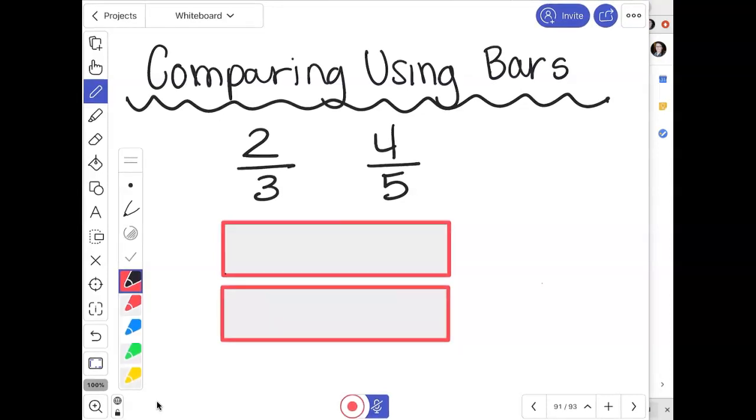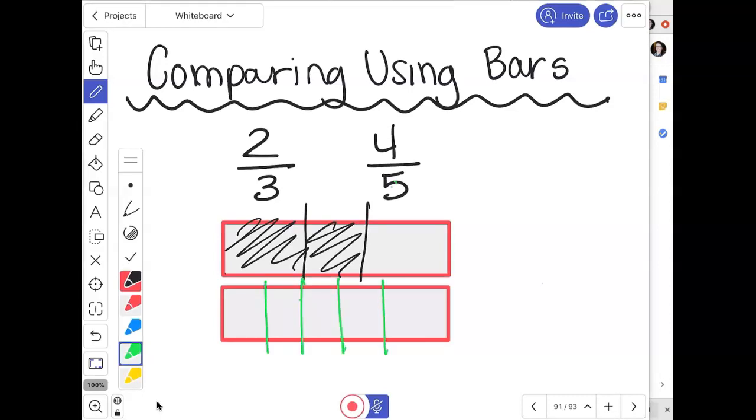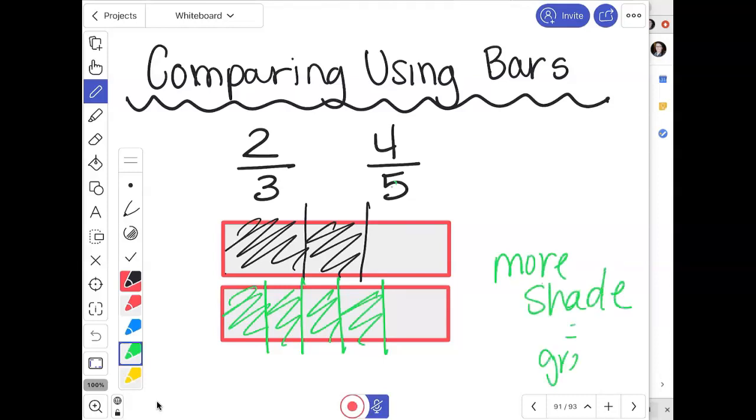Okay, so if I have 2/3, I'm going to break my top bar or strip or tape into thirds. I'm going to shade 2 of them. That represents 2/3. I'm going to take my bottom one, I'm going to break it into fifths, which is harder. I don't know why I chose that. Not too bad. And I'm going to shade 4 of them. And because more shade is greater, 4/5 is greater than 2/3. I can see it's greater by this much. Okay, this is a review.